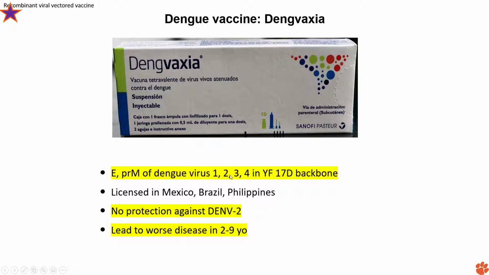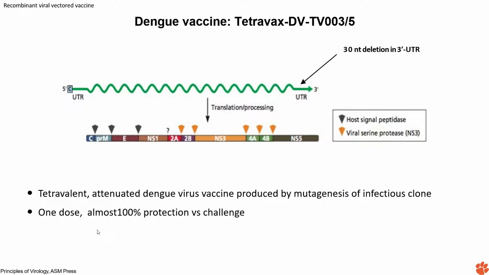So 4 different types. Still, although this is correct, there is a problem: no protection against type 2. And in some cases, it led to worse disease in about 2 to 9 year olds. So that was the reason for the drawbacks of Dengvaxia. It's not licensed in the United States. This is the one which is much better.